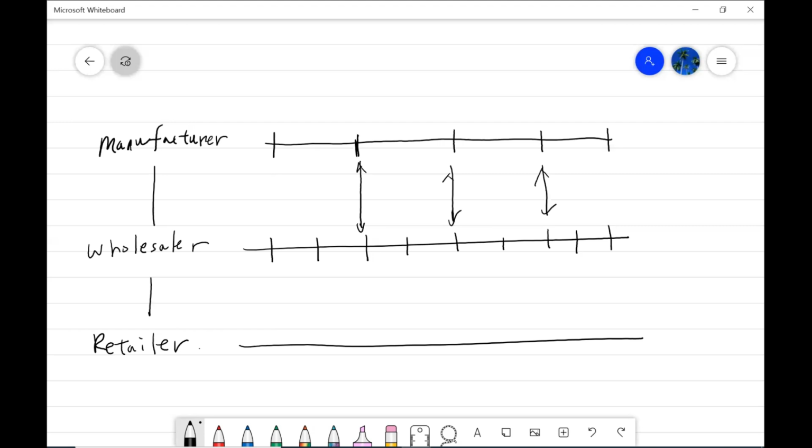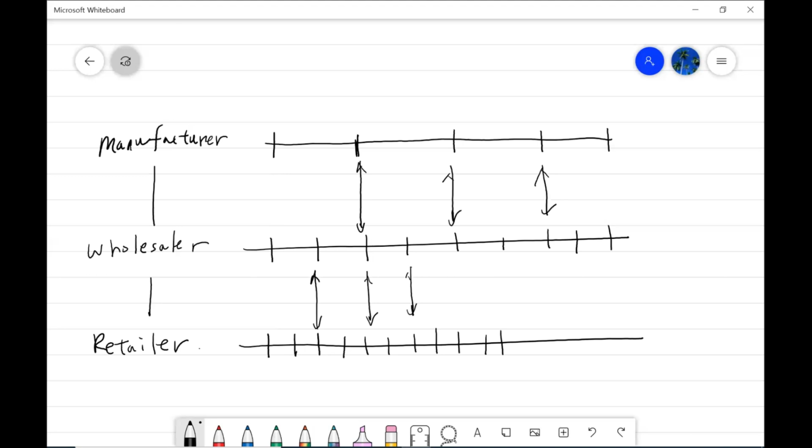And for the retailer, the same idea. Probably the retailer needs to order more frequently than the wholesaler, and of course more frequently than the manufacturer. But still, we can think about it this way. So here the idea is again, when the retailer orders the second time, the wholesaler orders that way, matching the ordering time between the wholesaler and the retailer.